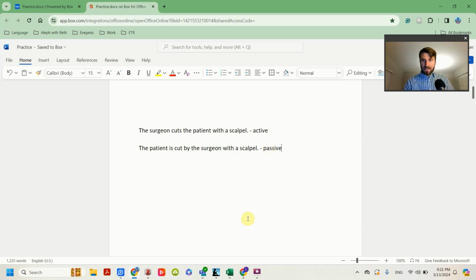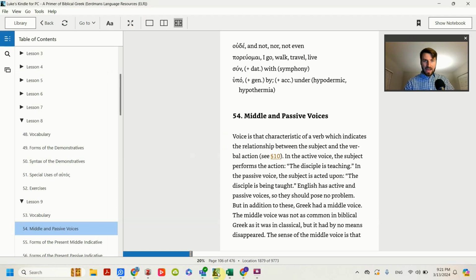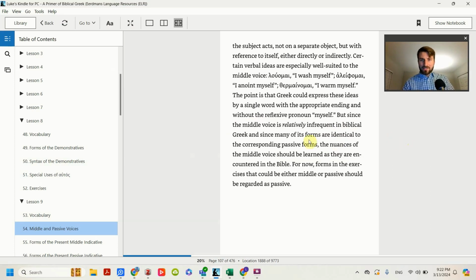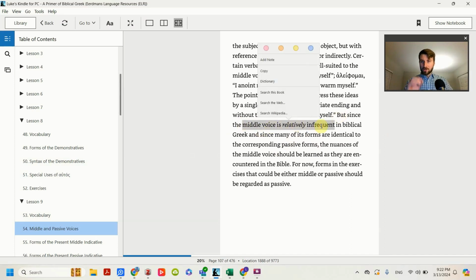Okay? And then in Greek, they have also what is called the middle voice. It's hard for us English people to understand because we don't really have a similar thing in English. And even here, it says that the middle voice translatable is infrequent in Biblical Greek.